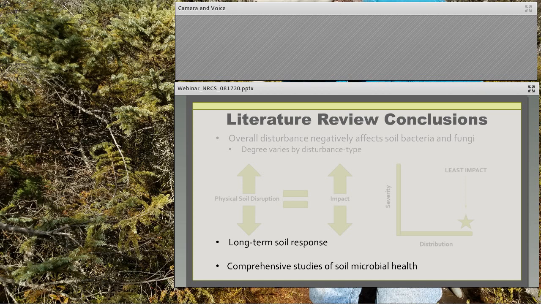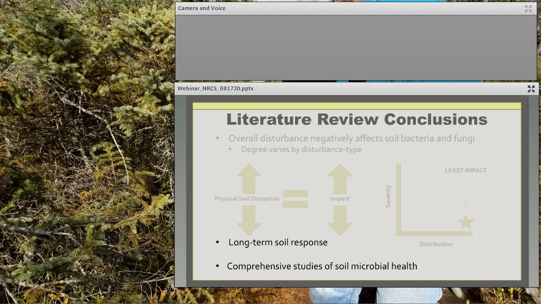In addition to summarizing the impacts of disturbance on the soil microbial community, we were also able to detect areas where gaps exist in the literature. There are many studies which investigate the immediate effects of disturbance, but long-term longitudinal studies are less common and a potential aim for future research.